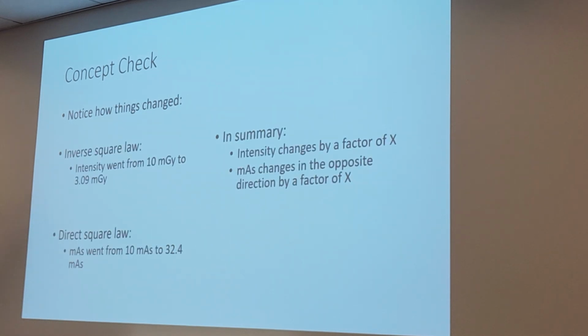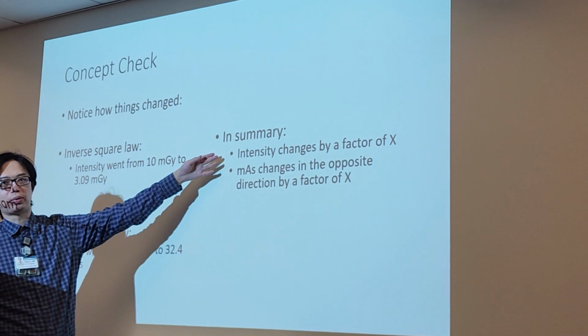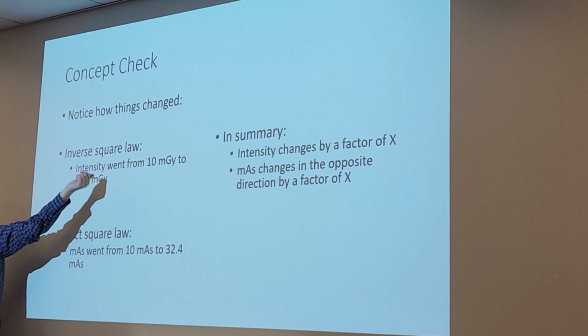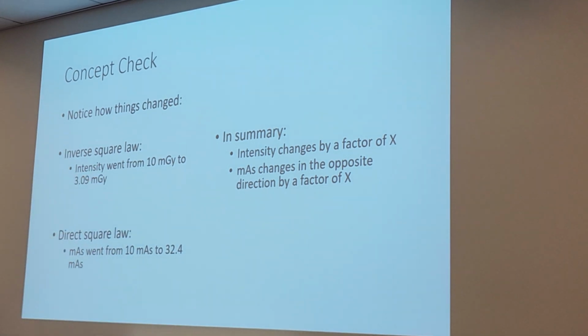Notice how things change. Inverse square law, intensity went down as distance went up, because it's inverse. Direct square law, mass went up when distance went up because it's direct. So inverse square law, they go in opposite directions. Direct square law, they go the same direction. Intensity changes by a certain factor, mass changes by that same factor, but in the opposite direction. So here we divided by 3.24, here we multiply by 3.24.